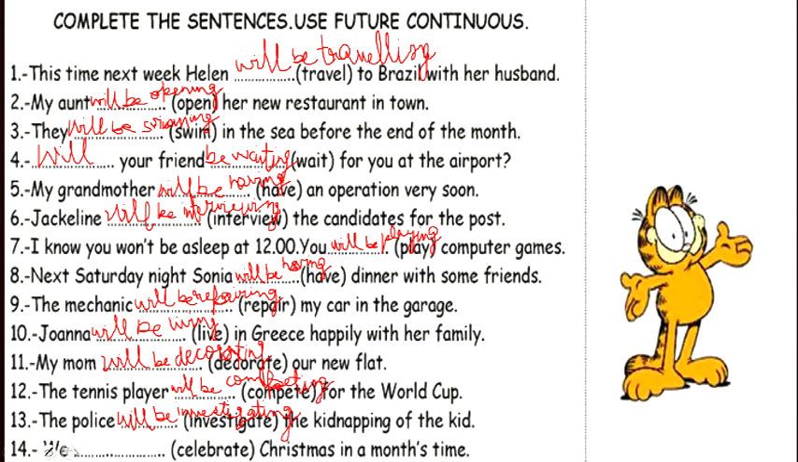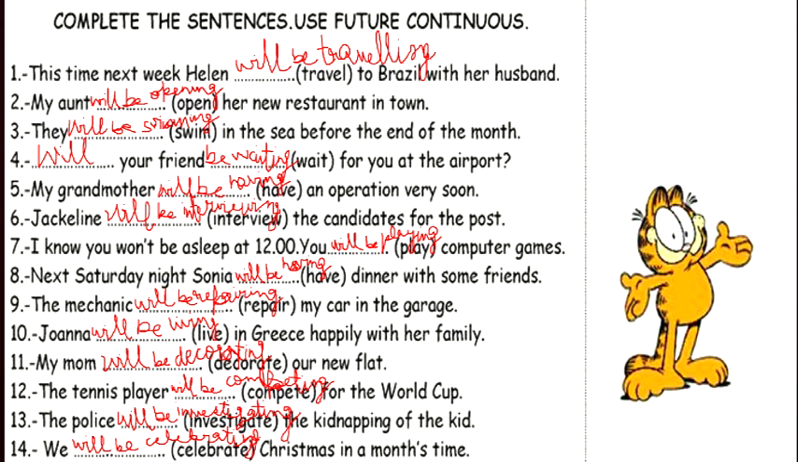Number 14. We dash celebrate Christmas in a month's time. So again it will be we will be. Now here if you see that with all kind of subjects, whether it is any pronoun or it is a singular noun, plural noun, the helping verb remains same. Okay? And now this is the spelling of celebrating. Celebrating Christmas.